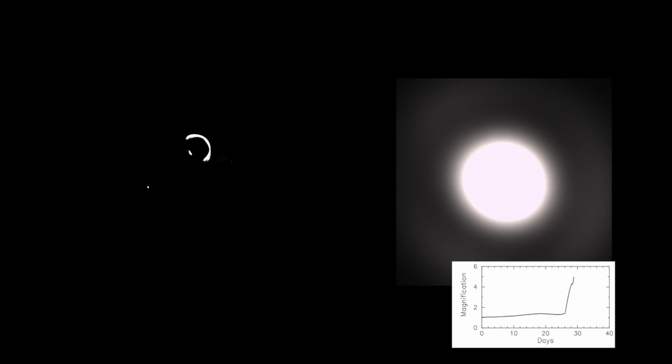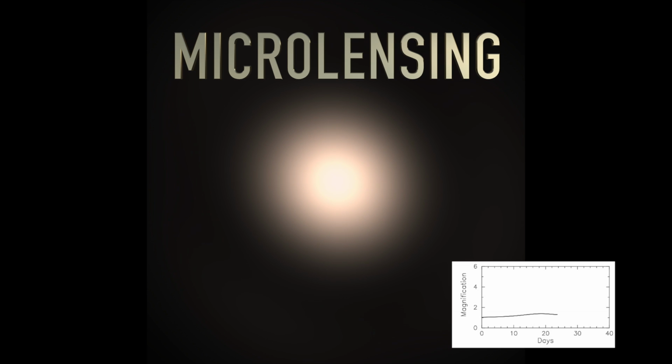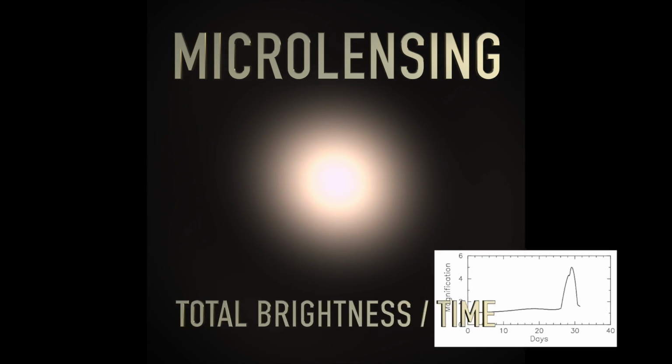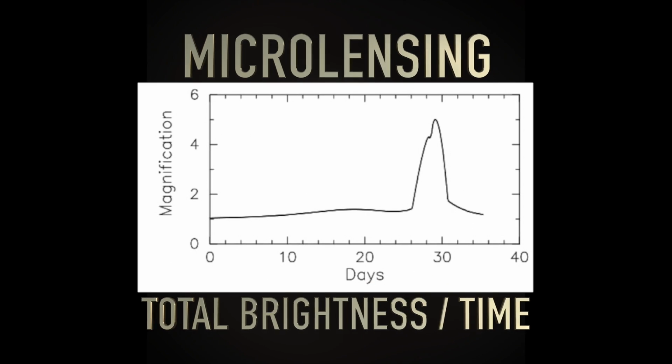Thus far, we've shown what gravitational lensing by stars and planets looks like. But in realistic cases, the separation of the images is so small that it can't be observed by any telescope, including the Hubble and Webb space telescopes. Instead, we see these images blurred together. We call this microlensing, and we are able to determine the exact lensing configuration by studying how the total brightness changes with time.